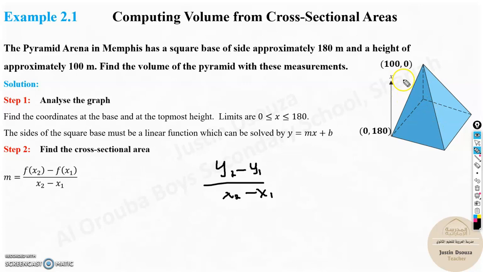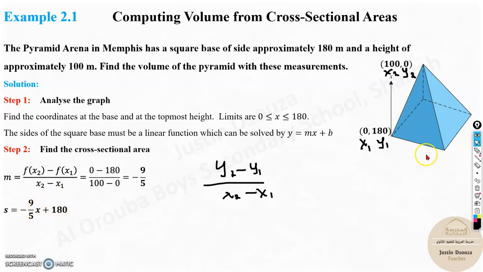Now let us apply it over here. This is the initial point, so I'll take it as x1 y1, and the other as x2 y2. Apply this formula: y2 minus y1, 0 minus 180, divided by 100 minus 0. The answer over here is negative 9 by 5. Now apply it in this particular equation. This is simple. For the starting part, the side is 180 minus 9 by 5 x.